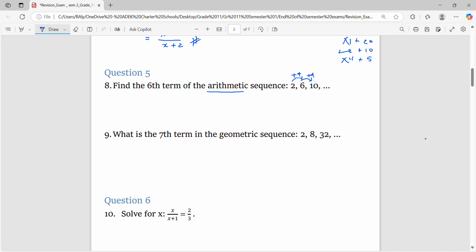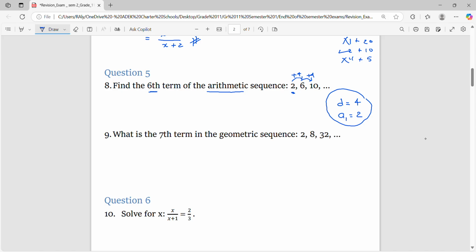Let's remember together what we call this value we add each time. It is called the common difference and is labeled d. So d is 4. What other value is very important in working with sequences? It is a1, the first term. What is the first term? It's clear for everyone. It is 2. Once you have these two values, the common difference and the first term, you can do everything using them. And the question asks us to find the sixth term.